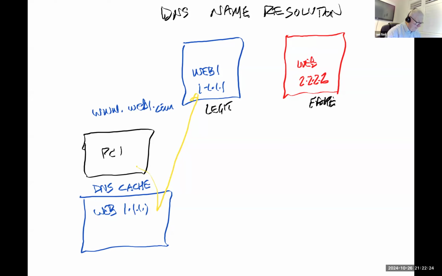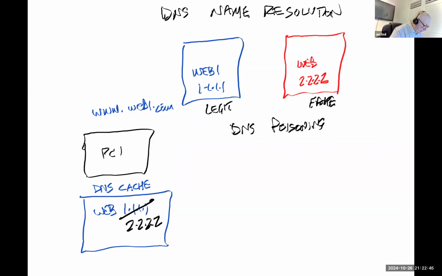Now, the person's fine at the moment until we do a thing called DNS poisoning. So what we do with DNS poison, we poison the cache and we've now changed it. So what's going to happen, it'll look up here and take them to the fake website.